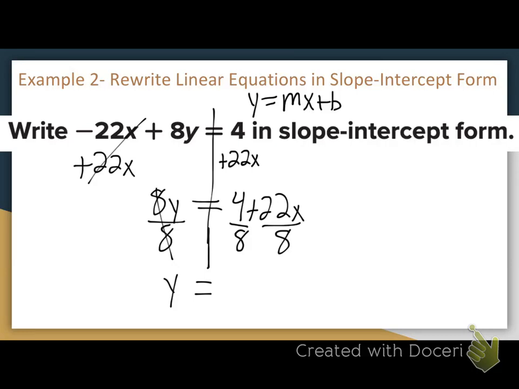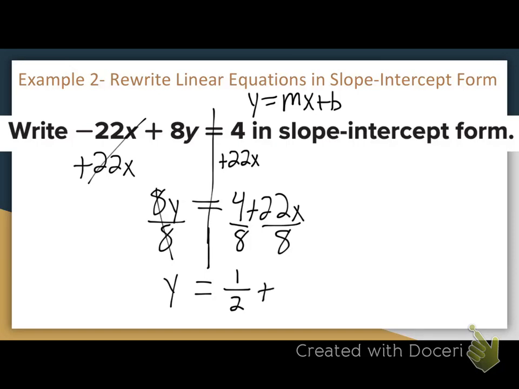What are 4 and 8 both divisible by? 2. What else? What's a bigger number they're both divisible by? 4. I want to divide by the biggest number that can go into both of them. 4 divided by 4? 1. 8 divided by 4? 2. So 4 over 8 becomes 1/2. You okay with that?